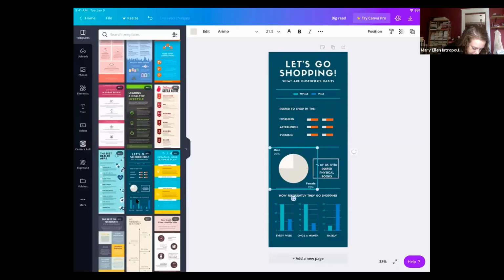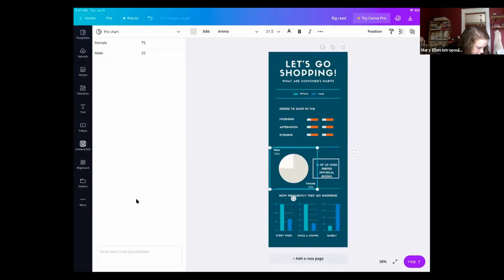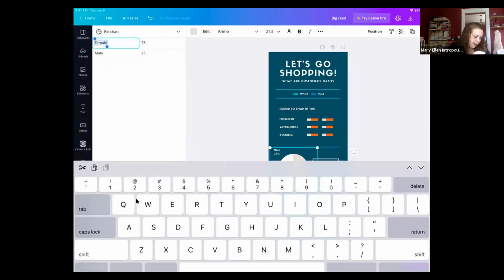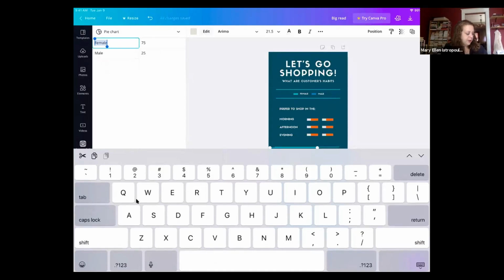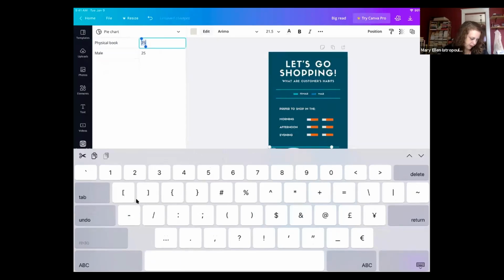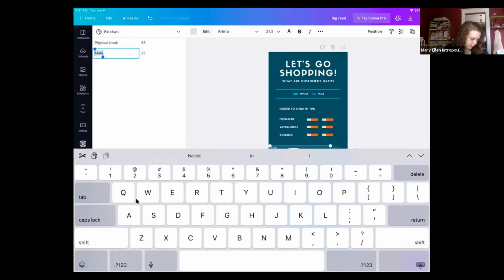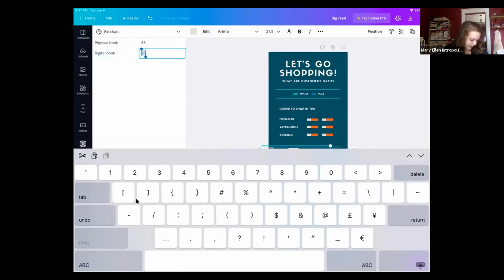So here it would be like, and you see how clicking on the pie chart opened up this little table towards the top left? So I would input physical book. And that was 83%, right? And this was digital book. And that brings us to 17%.